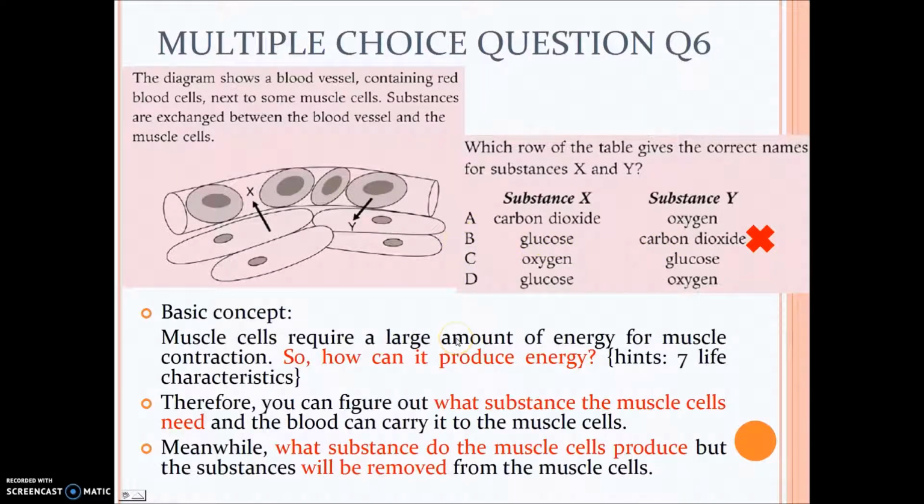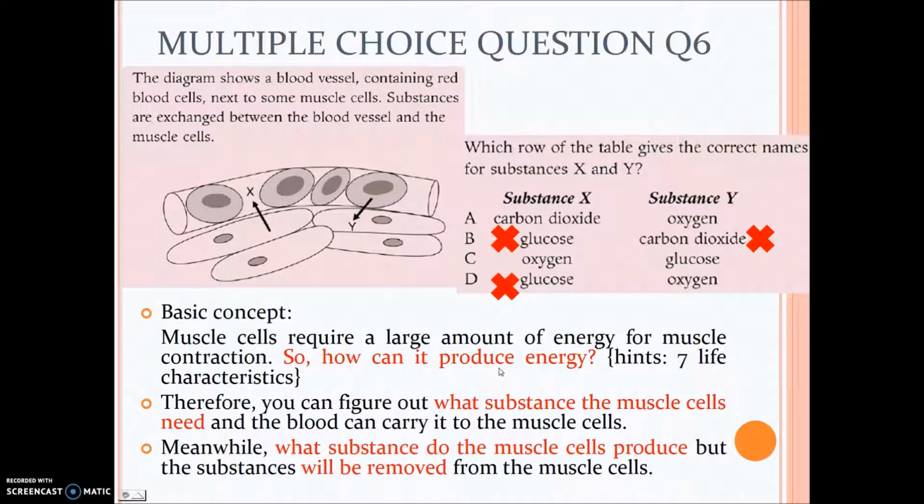And then you also need to know that something will be produced by the muscle cell, and the muscle cell does not need it, so it will be removed from the muscle cells. So in this case, for substance X, we can also eliminate some choices. That means the glucose. Probably the glucose is used by the muscle cells for releasing energy. So that's why I tell you to think about how the muscle cell can produce energy. That's a very, very important concept.